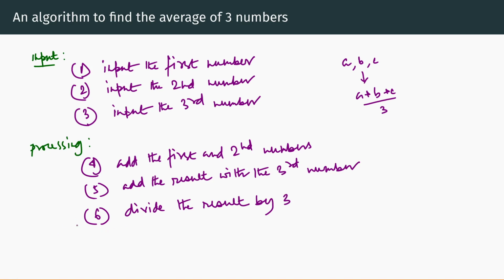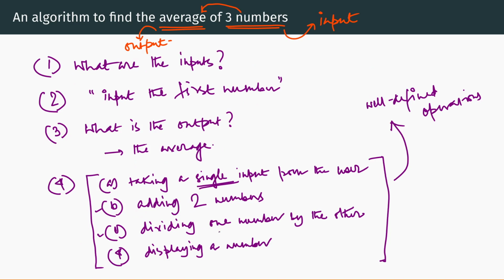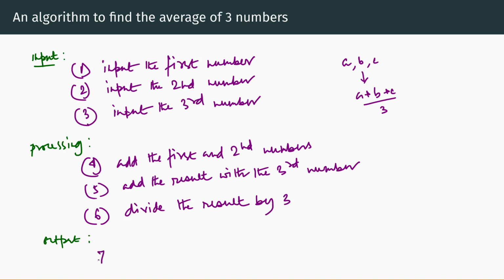Okay, finally the output phase. The output phase consists of a single thing, and it uses this rule right here, displaying a number. Okay, so step 7 is display the result.